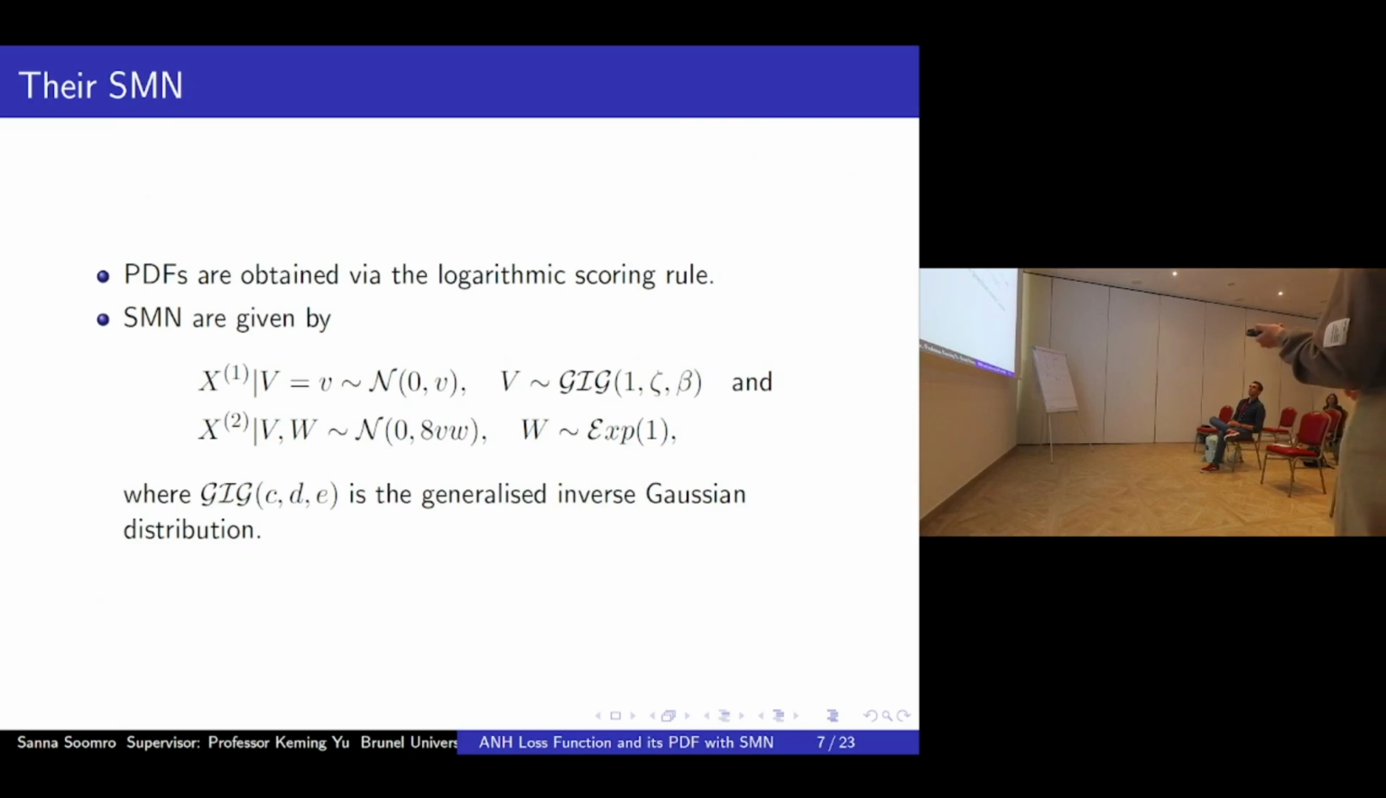So the first one, Huber, has a scale mixture normal with the following generalized inverse Gaussian with hyperparameters. And the second, Nonconvex Huber, has a scale mixture normal with generalized inverse Gaussian and W following an exponential distribution.